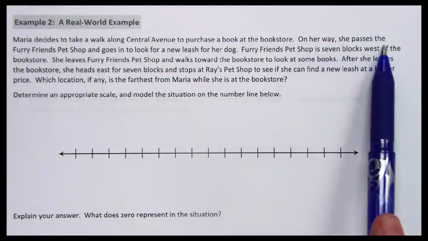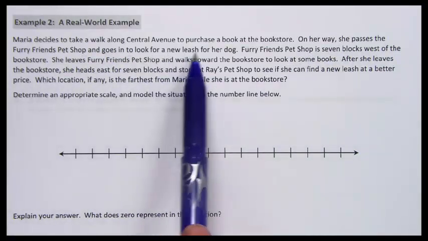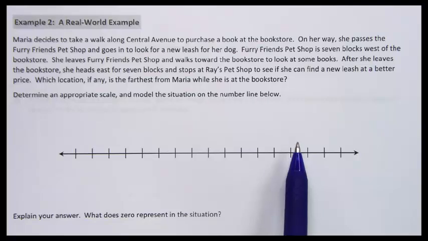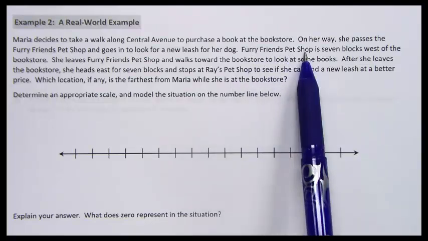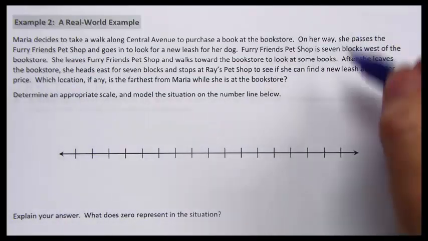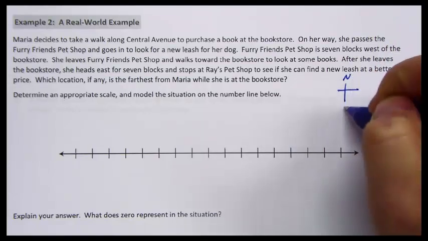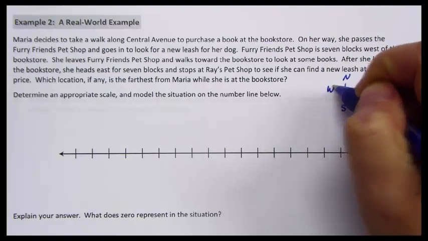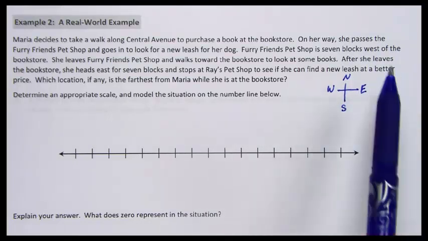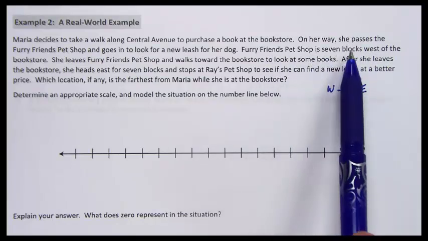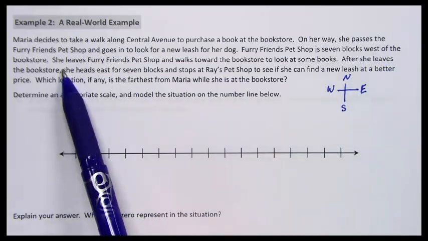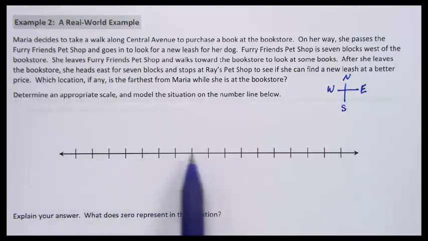On her way, she passes the Furry Friends pet shop and goes in to look for a new leash for her dog. So the Furry Friends pet shop would be like a point on the number line. Furry Friends pet shop is 7 blocks west of the bookstore. Now we have a direction. If you remember, on a compass, north is up, south is down, west is to the left, east is to the right. Okay, so we know that Furry Friends pet shop is 7 blocks west of the bookstore. If you look at the number line, each of these marks could be 1 block.